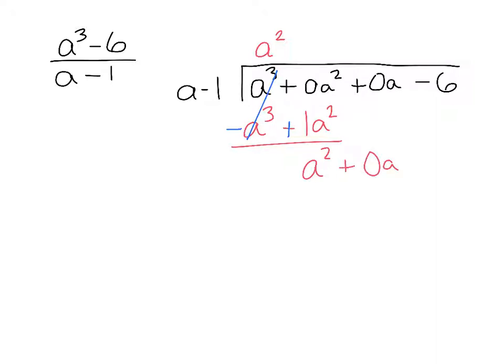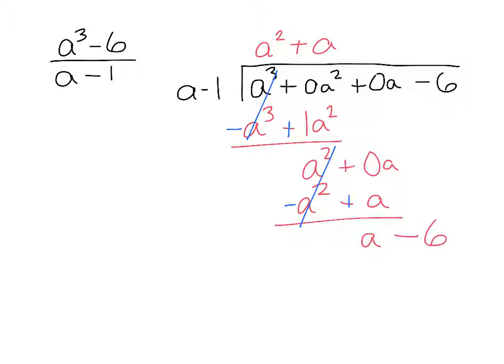Start the process over. You're looking back up here. A times what gets you a squared? A times a. But you have to put a positive because you do want to keep it positive. Now take that a and distribute it through your divisor. So that's going to be a squared minus a. Draw the line. We're going to subtract, but that really means adding the opposite. A squareds cancel. I have a 0a plus a 1a, and so that's just going to be a 1a. Bring the next number down.